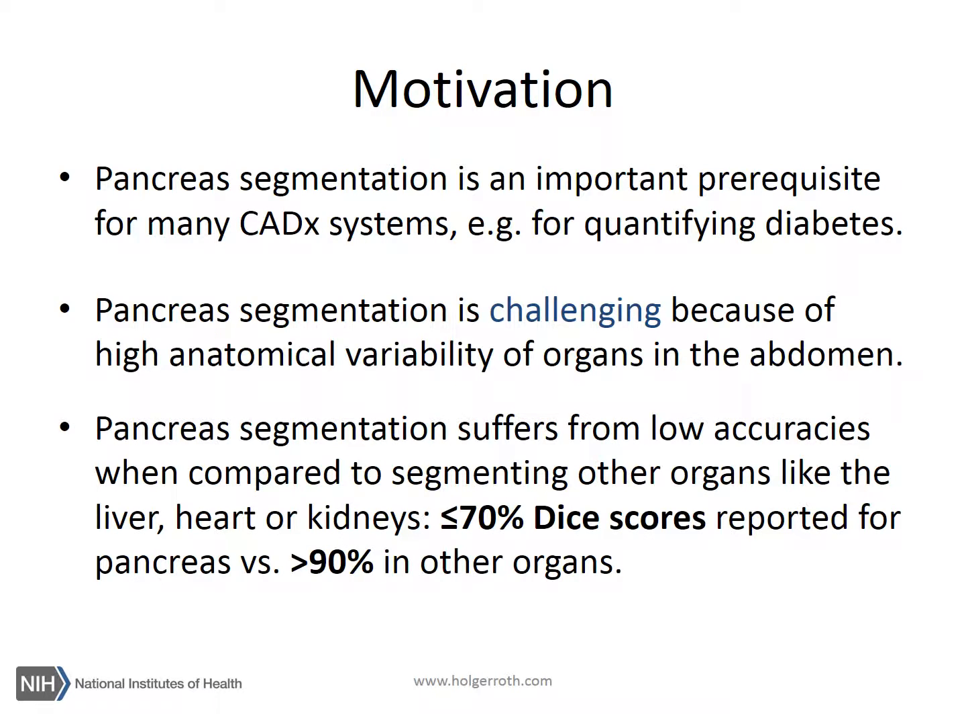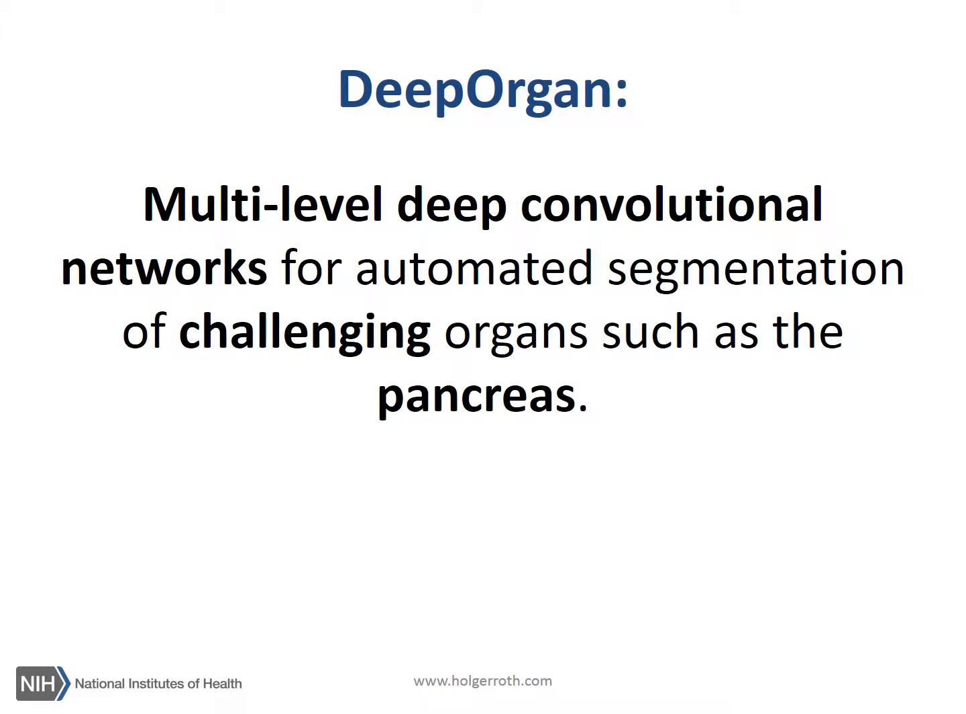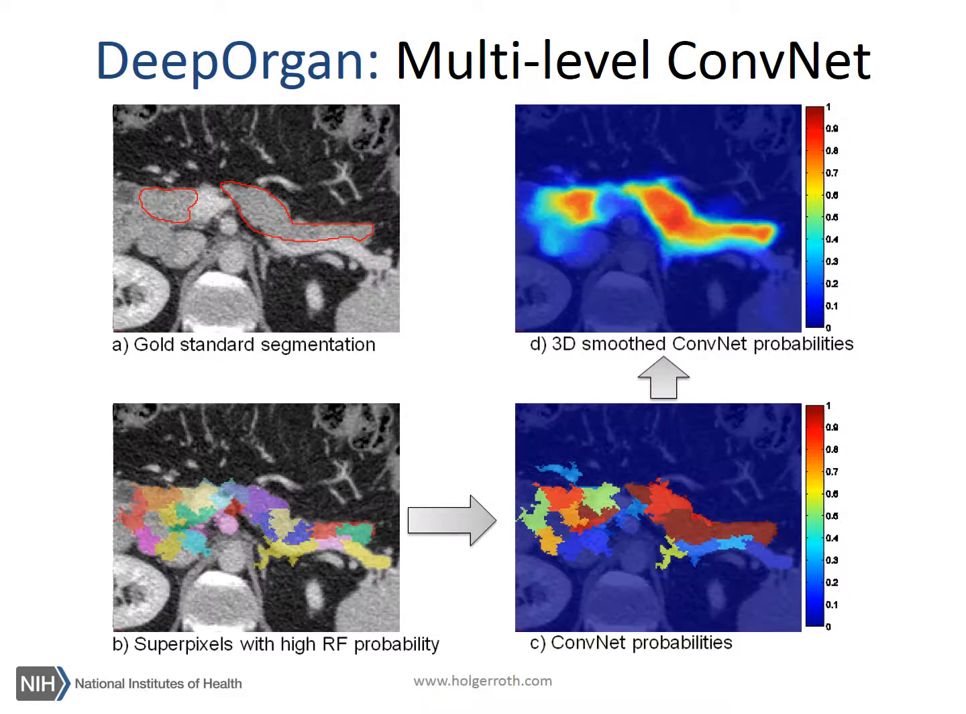Furthermore, it suffers from low accuracies when compared to segmenting other organs like the liver, heart, or kidneys. Typically, only less than or equal to 70% average Dice scores are reported for pancreas segmentation, compared to over 90% in other organs. Hence, we present DeepOrgan, multi-level deep convolutional networks for automated segmentation of challenging organs such as the pancreas.